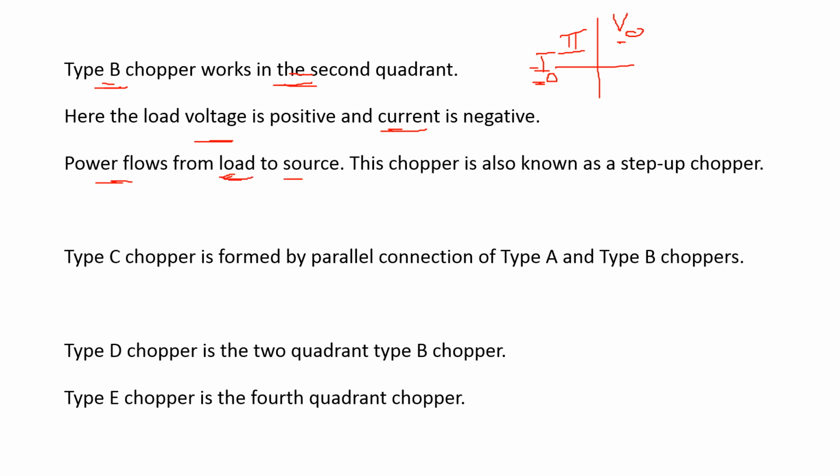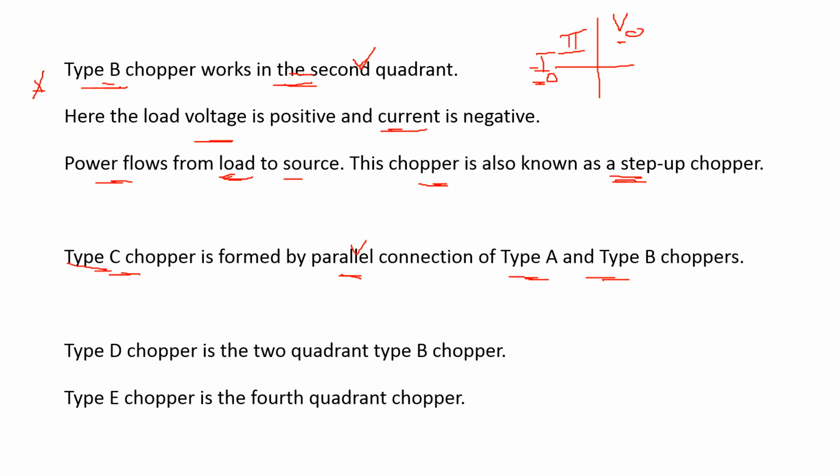Load to source. And this type of chopper is the example for step up chopper. So type B chopper is the second quadrant chopper, and it is one type of step up chopper. These bits are very important from the GATE point of view. Similarly, class C chopper is formed by connecting type A and type B choppers in parallel. By connecting type A and type B choppers in parallel, we get the type C chopper.